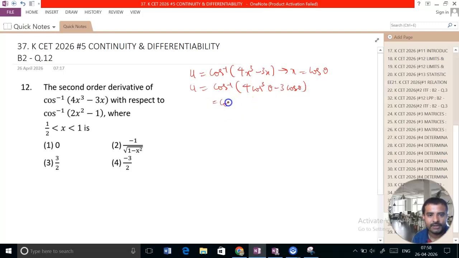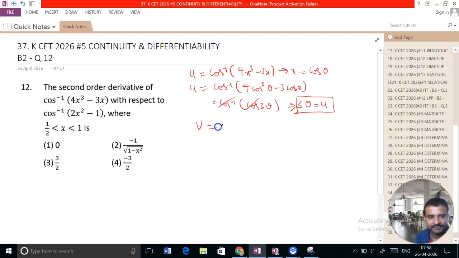And I hope you all know what 4 cos cube theta minus 3 cos theta is. It is cos 3 theta. If you cancel these, you are remaining with 3 theta. Therefore, your u changes to a very simple function, that is 3 theta.